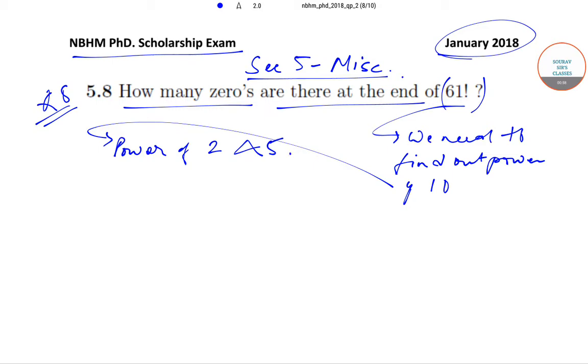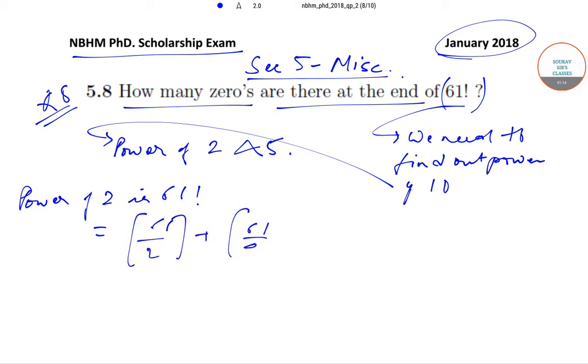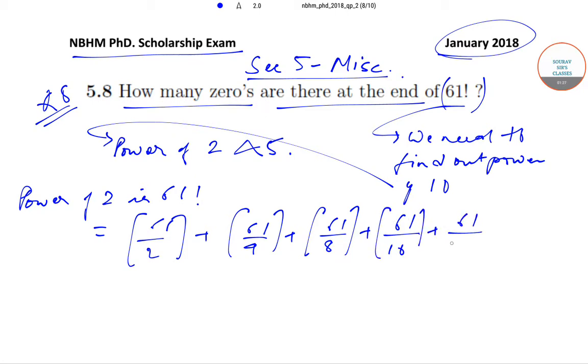So now, the power of 2 in 61 factorial is equal to the greatest integer of 61 by 2, plus 61 by 4, plus 61 by 8, plus 61 by 16, plus 61 by 32, and then finally it will be 61 by 64, which is basically equal to 0, and this does not matter.